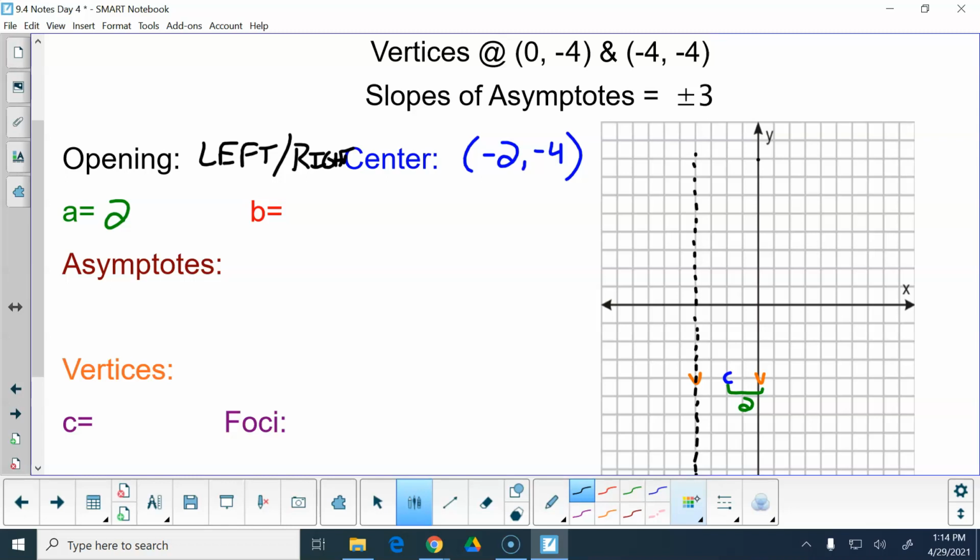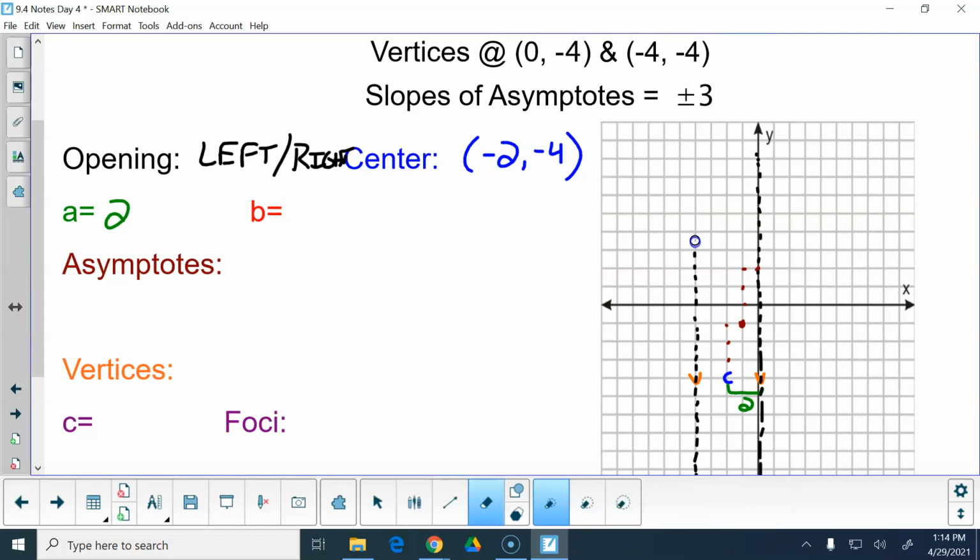This is the right edge of my box, right? Okay. So if I have a slope of +3, that means I'm going to go up 3 and right 1. Am I on the edge of my box? Right there. No. So I got to do it again. Up 3, right 1. Am I on the edge of my box now? Yes. I'm on the edge of my box.